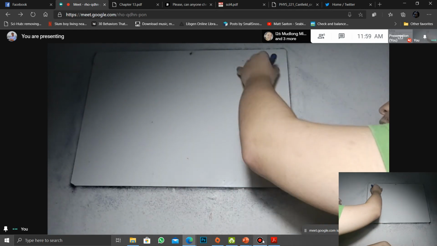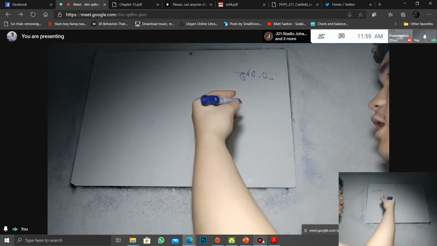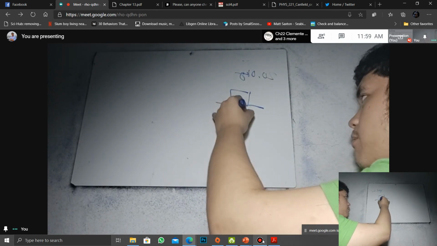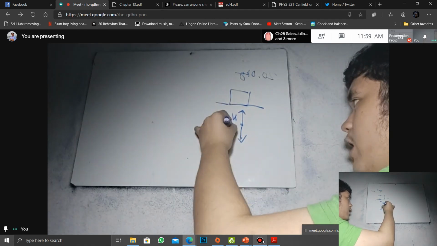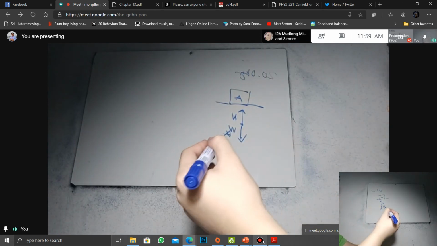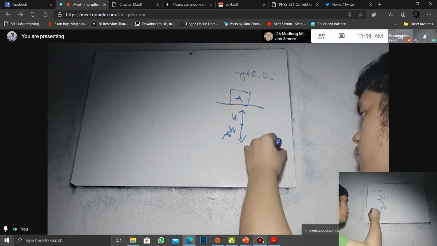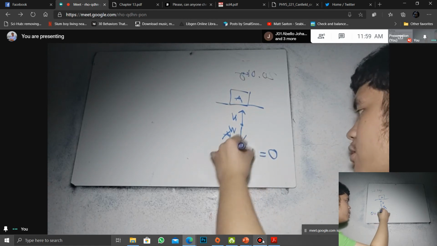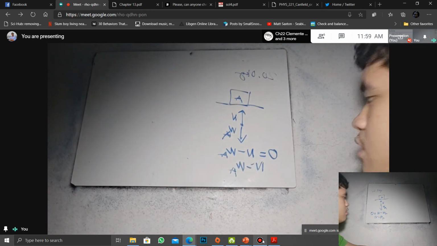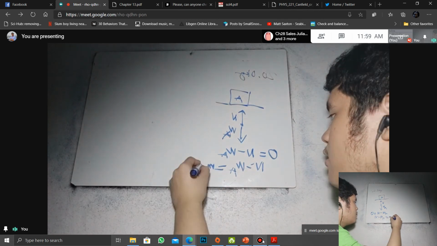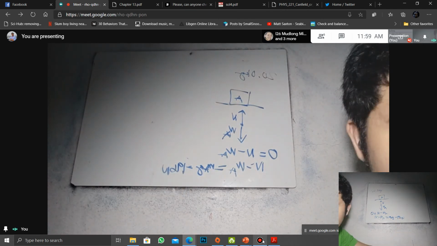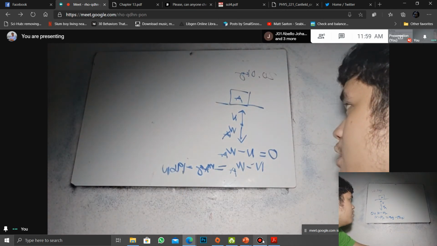A 20 kilogram box on the table. Free body diagram, N and weight A. Let's say box A is the 20 kilograms. Weight A. It is not moving. So, the sum of forces equals 0 equals N minus weight A. N equals weight A, which equals mg. You will get 196 newtons. The question in part 1 is, what is the weight of the box and the normal force acting on it? That's it.